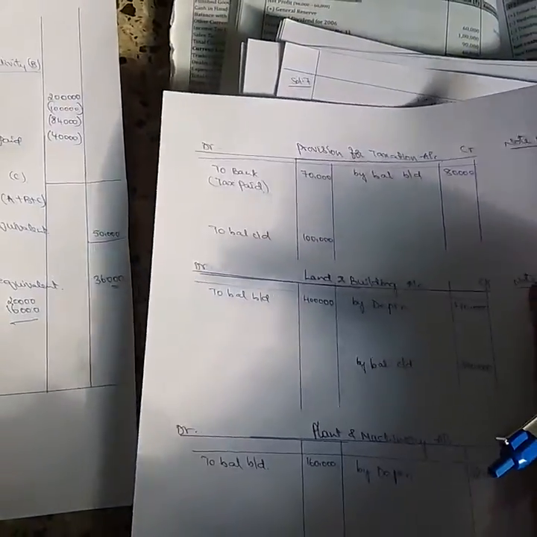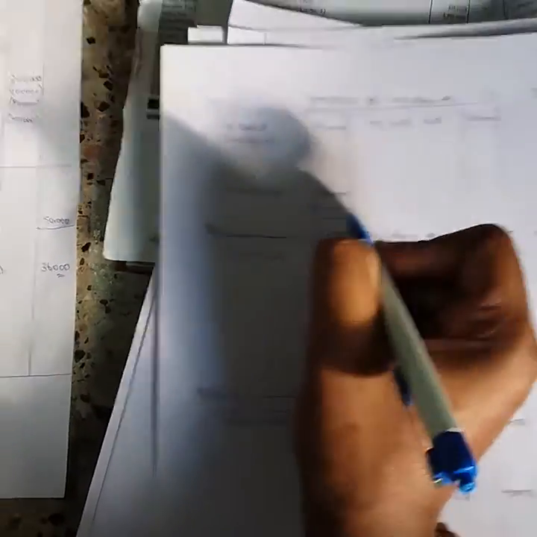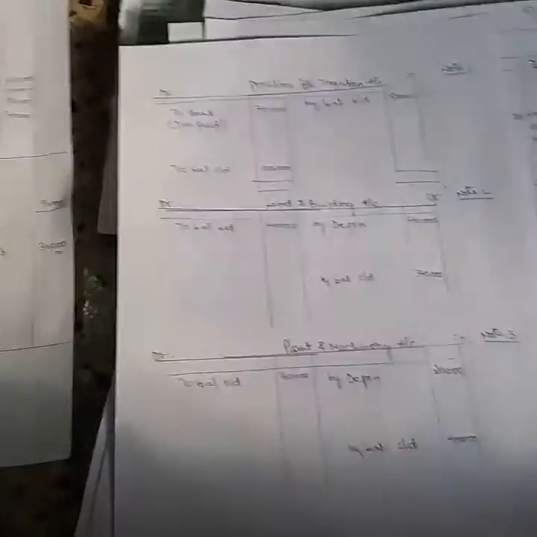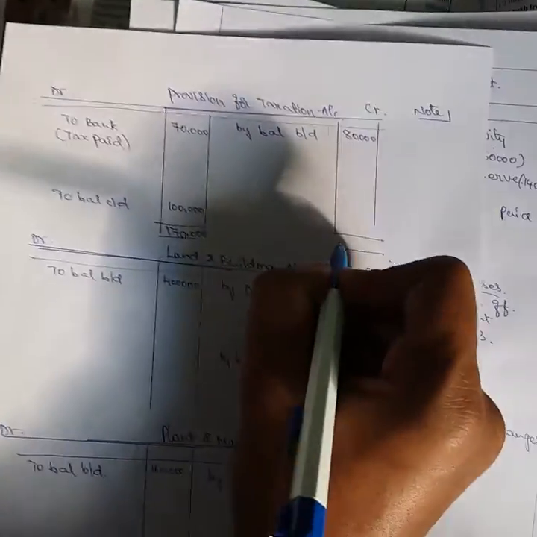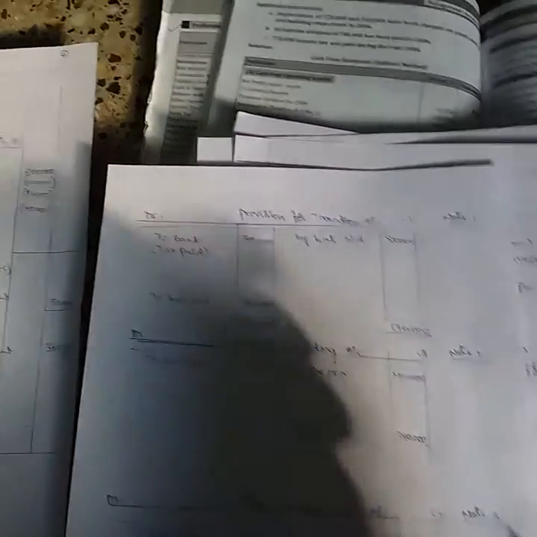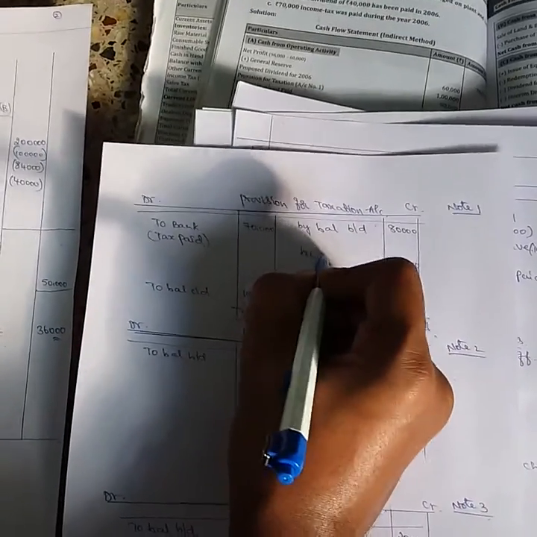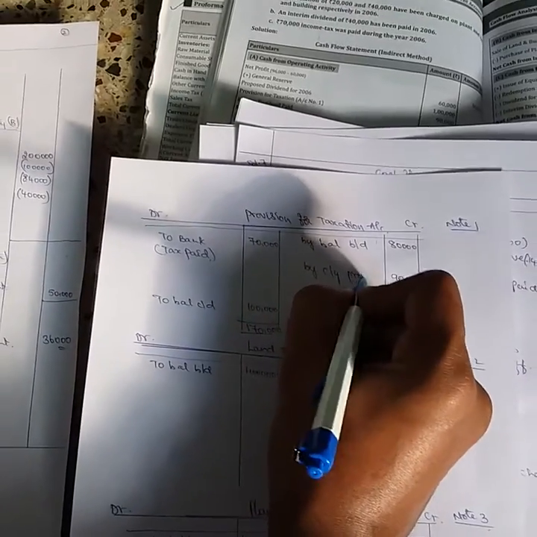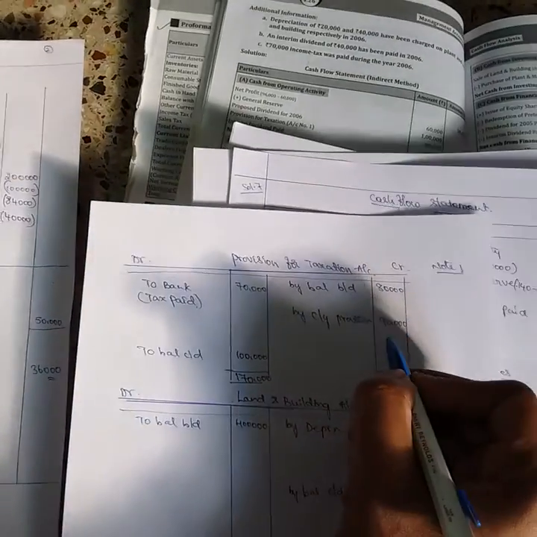I'll close the first ledger, provision for tax. Debit side is more, 1,70,000. Take the same balance on the credit side, 1,70,000. 1,70,000 minus 80,000, 90,000. So this 90,000 is by current year provision. Current year provision is 90,000.